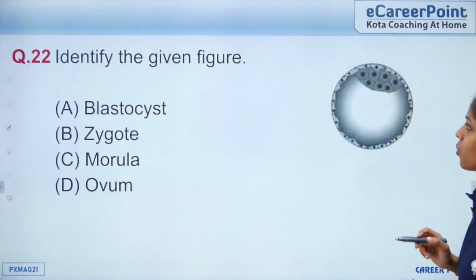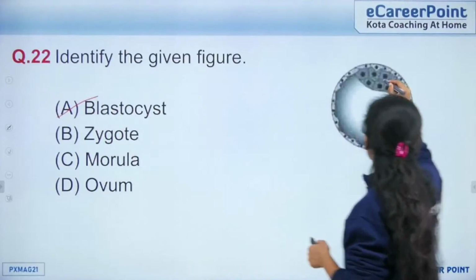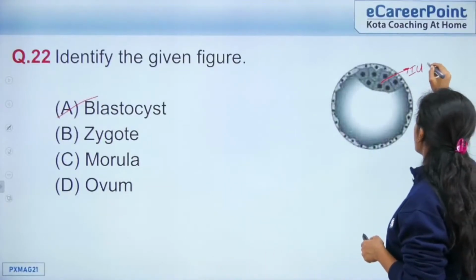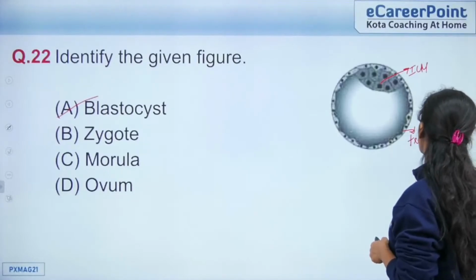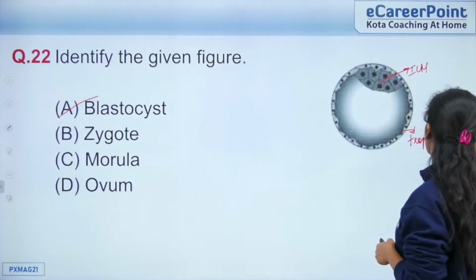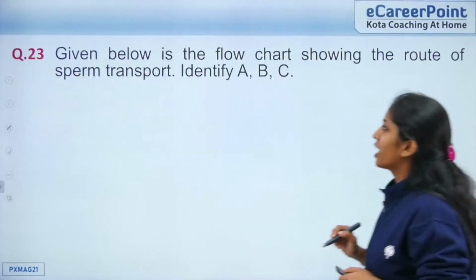Okay, so the next question, identify the given figure. It's damn easy, it's blastula. So this is your inner cell mass and the outer layer is your trophoblast. So this is a step right before your implantation on the endometrium. Okay, so here we go to question 23.